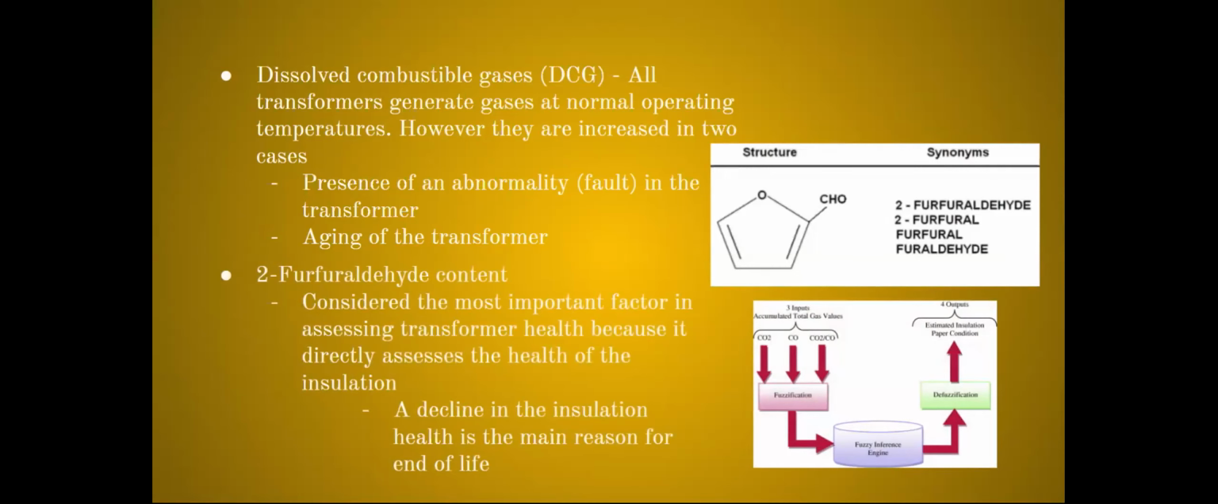Then there's formaldehyde content. So formaldehyde is the same thing as furfural, which is the same thing as fural or furan. You might see any combination of those things. And it's considered the most important factor in assessing transformer health because it directly assesses the health of the insulation. And so if there's a decline in the insulation health, that's one of the main reasons for end of life for a transformer.